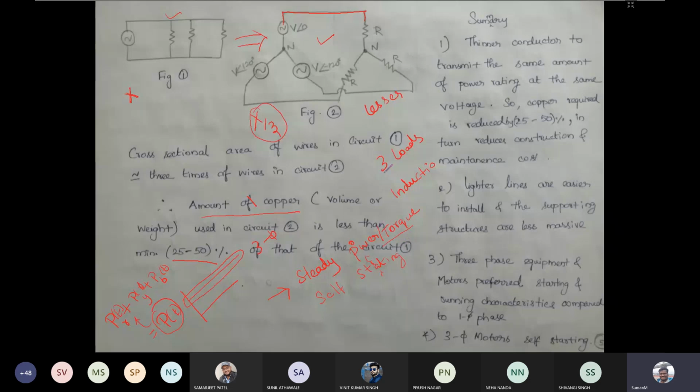Okay, so now there is one motor which is named as three phase induction motor. That three phase induction motor will be having the steady torque. Because of that, it will rotate continuously without any other external support. Actually, you need further understanding about the motors to explain about this: what is self starting, how it is rotating and all.